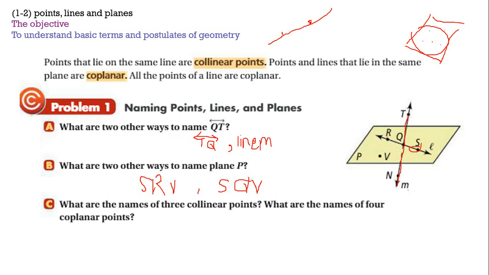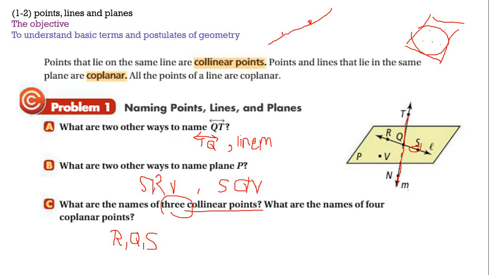Now what are the names of 3 collinear points? Collinear points lie on the same line. So we have these R, Q, S. So we can say R, Q, S. That's 3 collinear points.